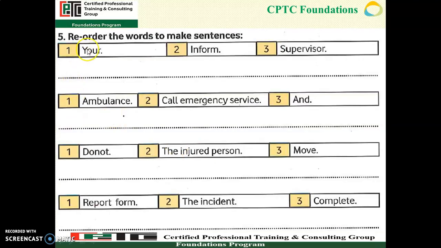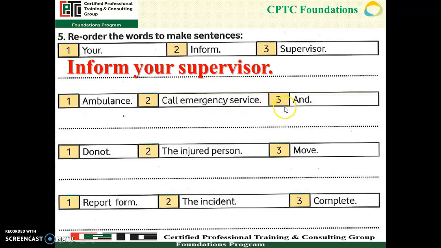The next exercise is to put the words in the right order to make complete sentences. Okay, so: your inform supervisor. So again, this is an instruction, so you should start with the verb, that is, inform your supervisor. And then: ambulance call emergency service and. So again, you should start with the verb because this is an instruction. So call emergency service and an ambulance.